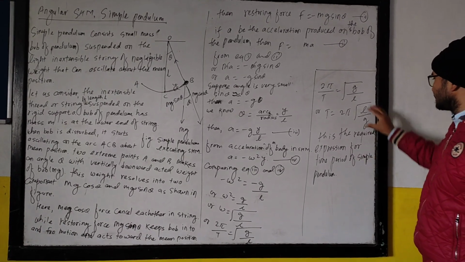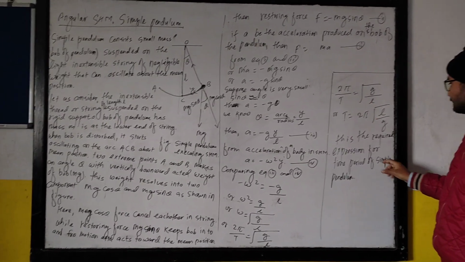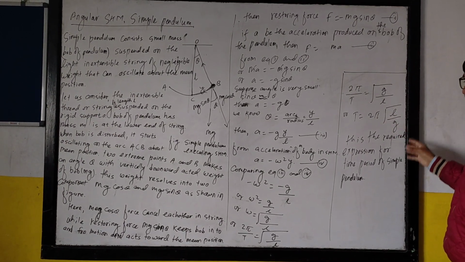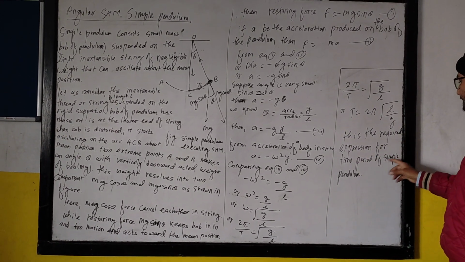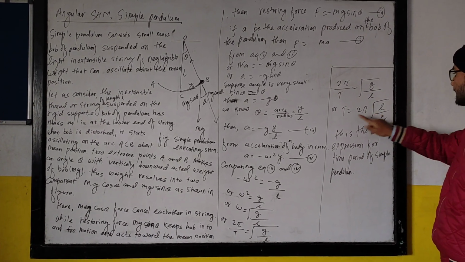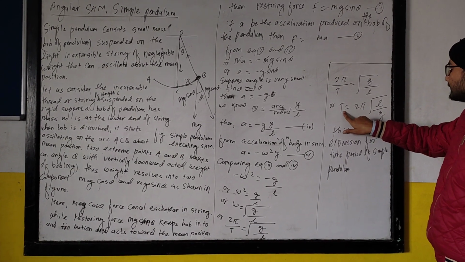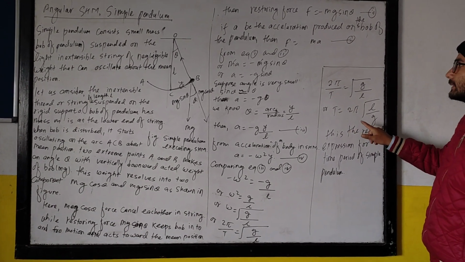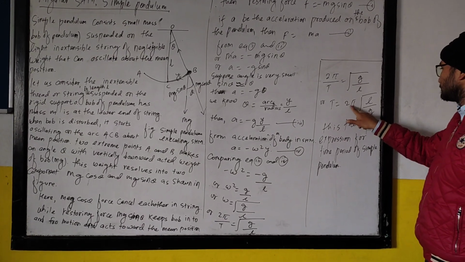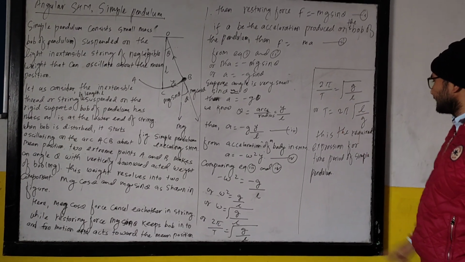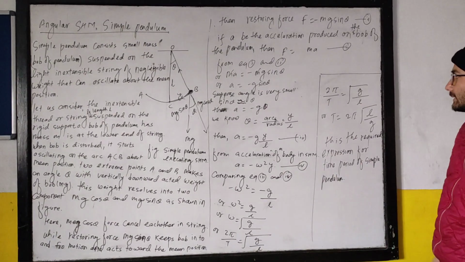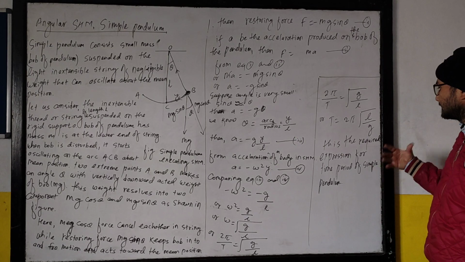For the simple pendulum, T equal to 2 pi under root l by g is the required expression for the time period of a simple pendulum. You can see the formula here. When you are asked to find the time period of any simple pendulum, you must use this formula, 2 pi under root l by g, to calculate the time period. In this way, we can calculate the time period for a simple pendulum when it is in simple harmonic motion.